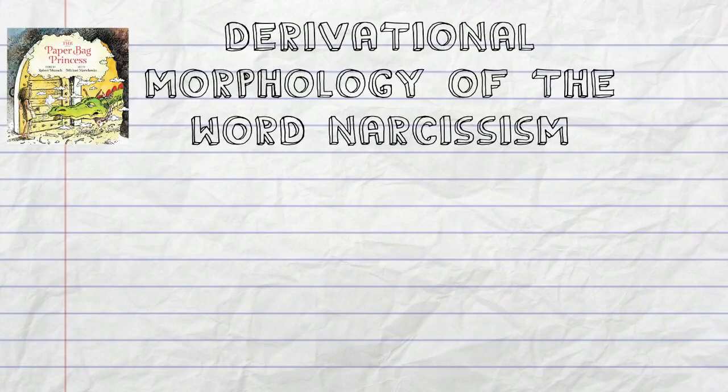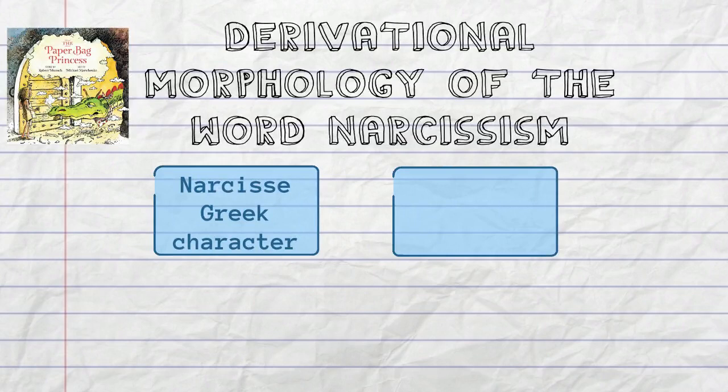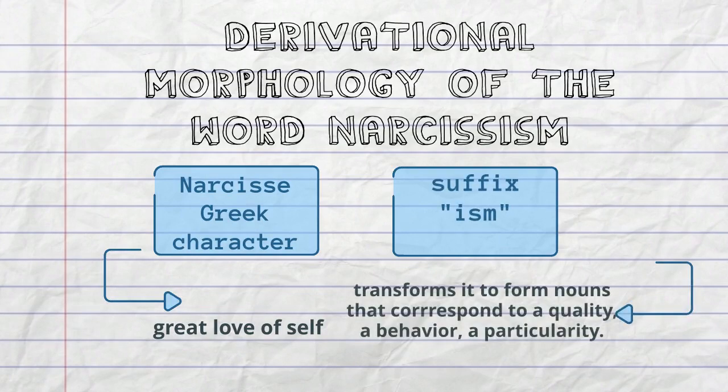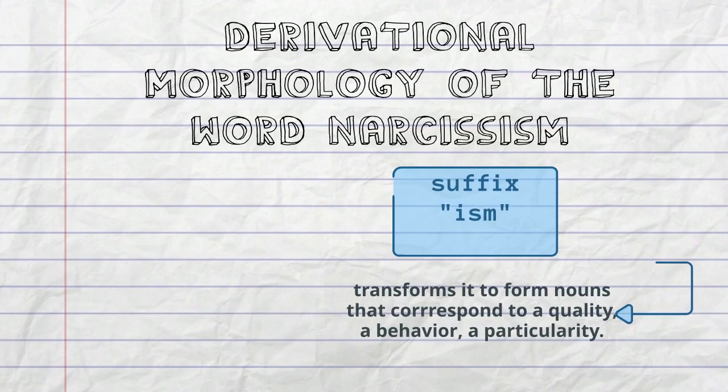In the book, The Paper Bag Princess, the prince is a narcissist. We can use etymology and derivational morphology to explain this word. We know that Narcisse is a Greek character with a great love of self and who is not very nice to others. We also know that when we add the suffix ism to a root word, it transforms it to form nouns that correspond to a quality, a behavior, a particularity. So we can find all kinds of words that end with ism. For example, professionalism, environmentalism, etc.